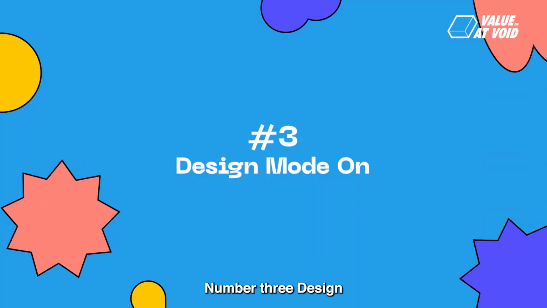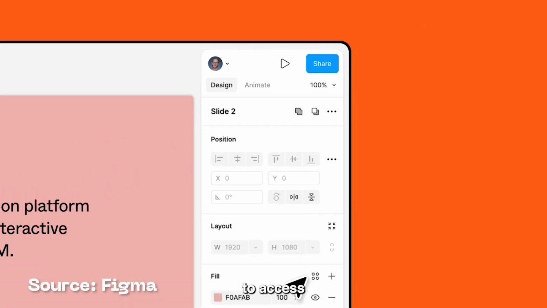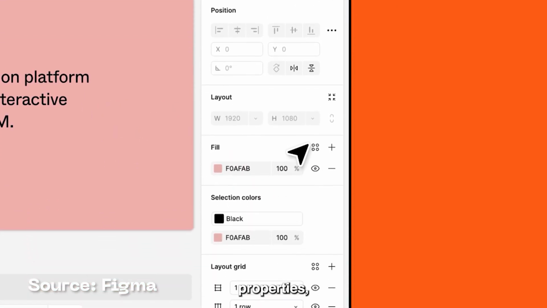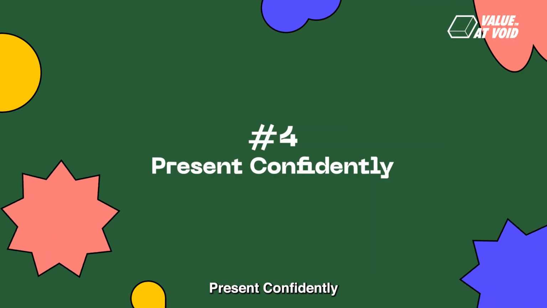Number 3, design mode on. In Figma Slides, you can enable Figma design tools to access auto layout, advanced properties, and all your favorite design features.